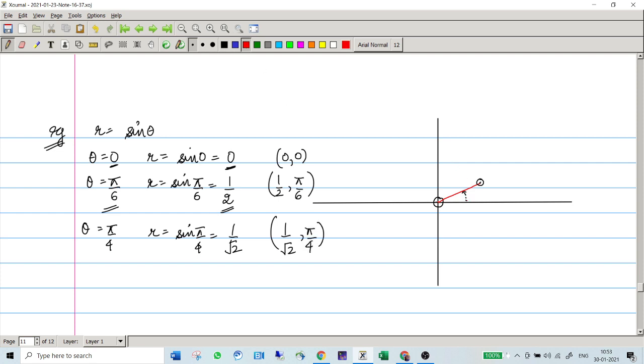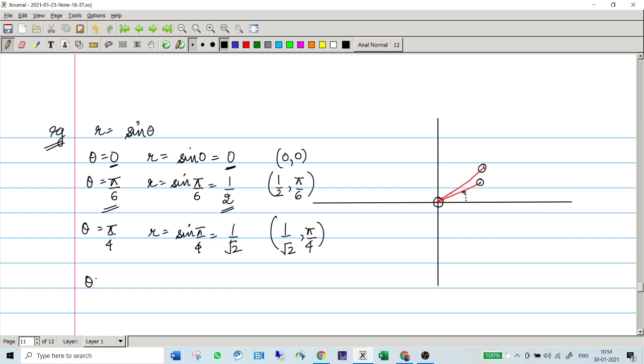So pi by 4 radians from the positive direction of the x-axis, and how many units do you need to travel from the origin? 1 by root 2 units, which is definitely greater than 1 by 2, so it'll be somewhere here, right? Can you connect it? Is it clear? That's how you're collecting the points.